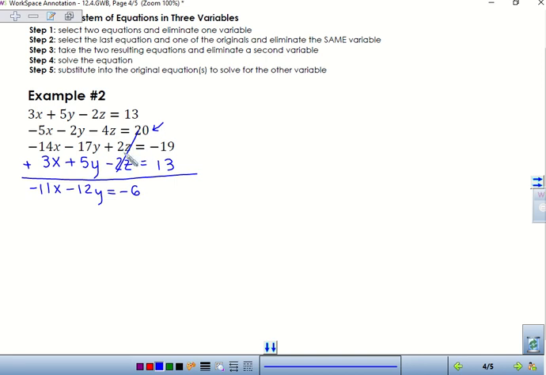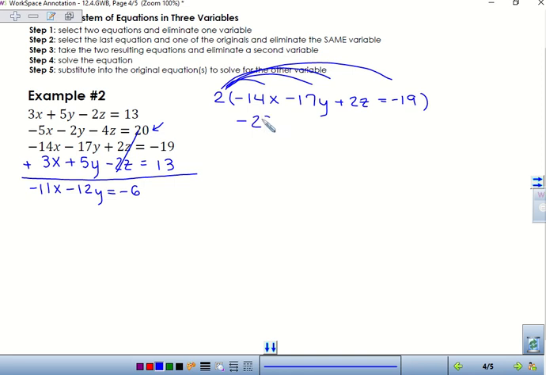What about if we took the last equation and multiplied it by 2? That's probably going to be the easiest one. You could have multiplied the first one by negative 2. That also would have worked, right? But I try to avoid dealing with any extra negative numbers when possible. Sometimes it's unavoidable, but avoid it as much as you can. So I'm going to distribute. That gives me negative 28x minus 34y plus 4z equals negative 38.